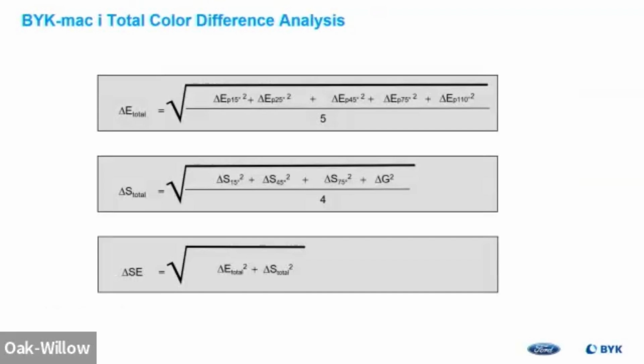These numbers, because they're rolled up, if people are going to use them, I would rather have them pass fail on delta ET and delta ST rather than the delta SE, because the delta SE is a very, very diluted number. So it could pass and you really would have either a sparkle or a color problem, and it would dilute that.